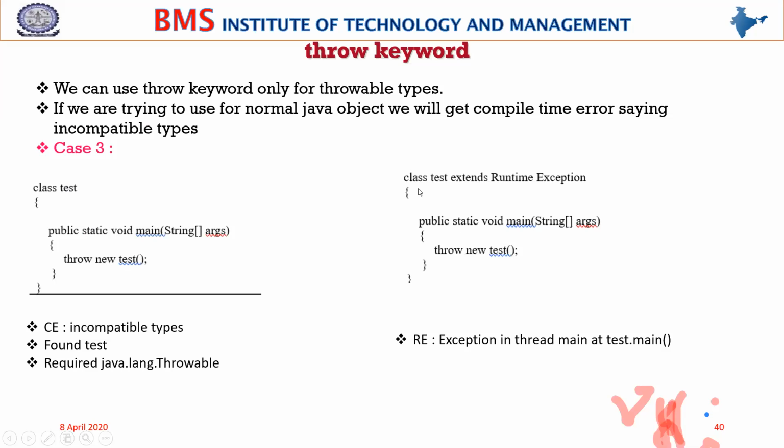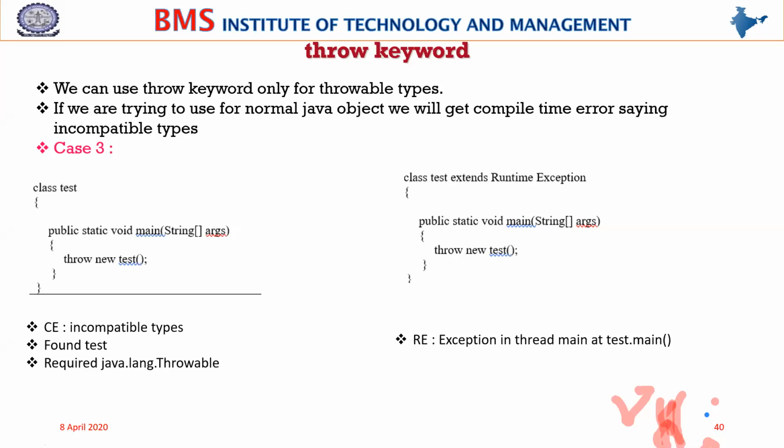And here, see what variation I've done. Class test extends RuntimeException. RuntimeException is an inbuilt class in throwable. So my child class is extending that. Whatever methods and properties RuntimeException has, all of them are available to the test class. Now see, throw new test. This is valid. What's the conclusion we need to understand from this example? First of all, we can use the throw keyword only for throwable types. What do you mean by throwable types?